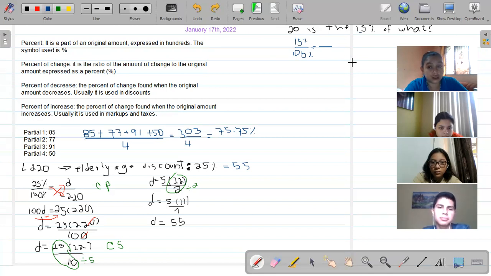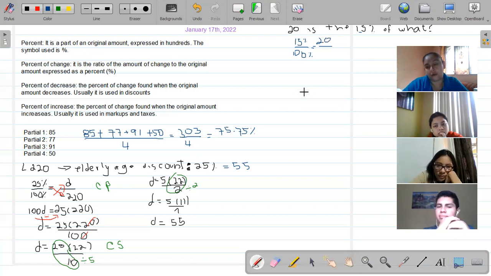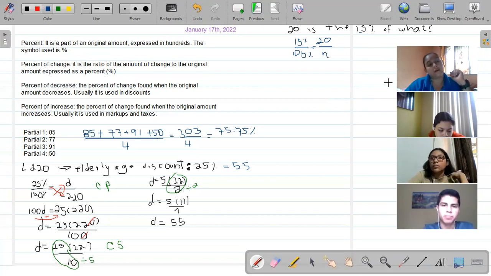So is it the whole amount right next to the 100? Or is it a little part right next to the 15? A little part. Very good, Daniel. So it goes over here because it says 20 is the 15%. In Spanish, 20 es el 15%. So it is a little part of what amount? I don't know. So I'm going to use a variable. What variable? Whichever variable you want. In this case, I'm going to use a variable n.